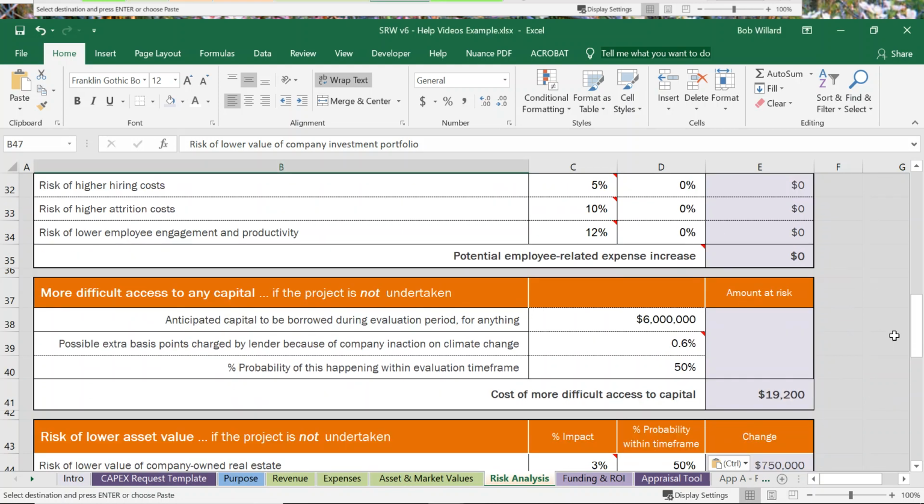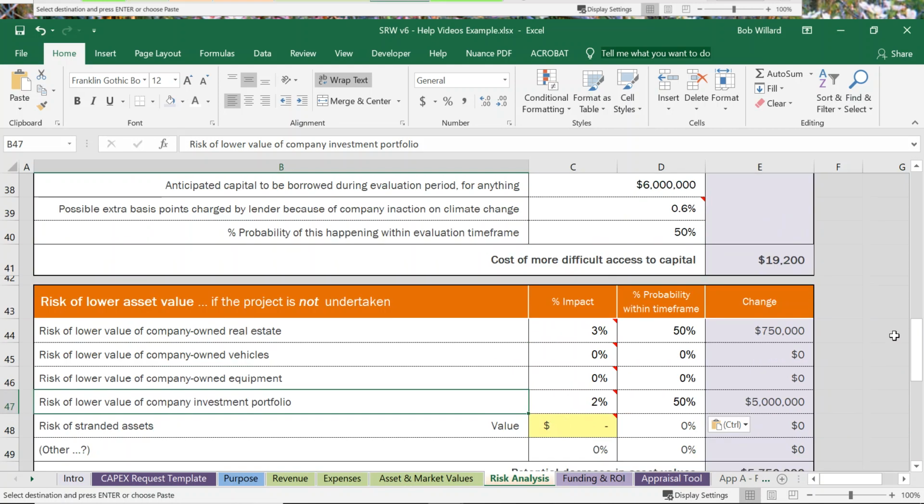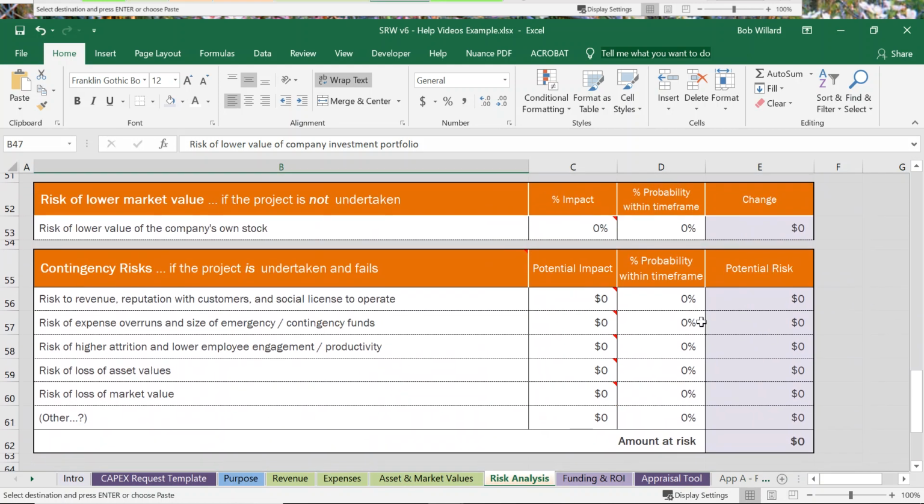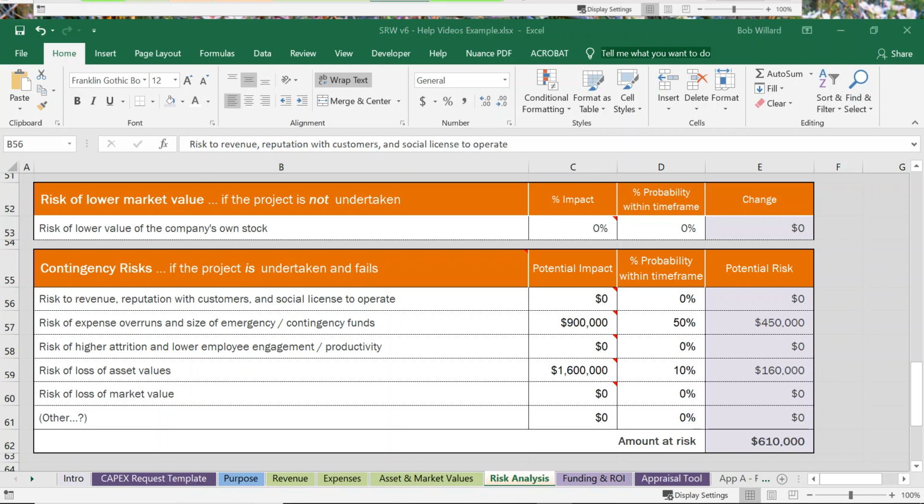When we get down to the contingency risks, this is especially important that you engage the finance folks. You might start with numbers in here that look something like this. But again, you'd want to talk to the folks in finance about how they would normally approach this kind of estimate so that you are consistent with whatever methodology is normally used in the company.